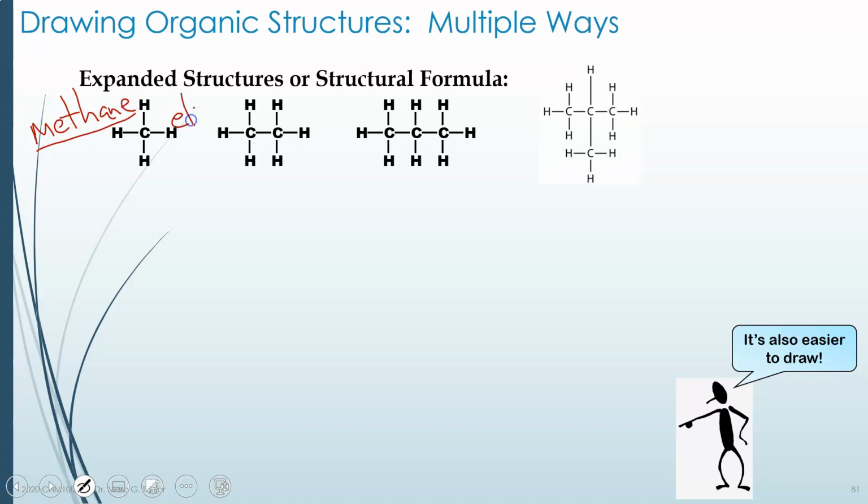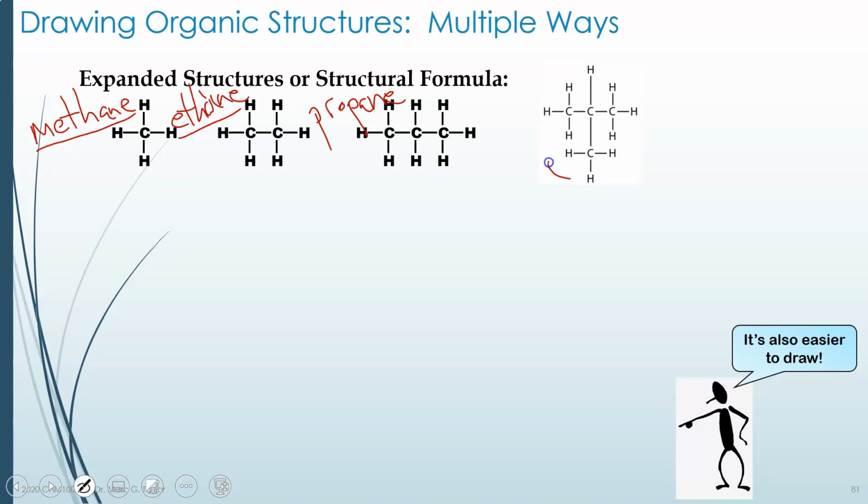The second one is ethane with 2 carbons. The third one is propane with 3 carbons. And I'm sure you've heard of methane and propane, but you may not have known the structures here.